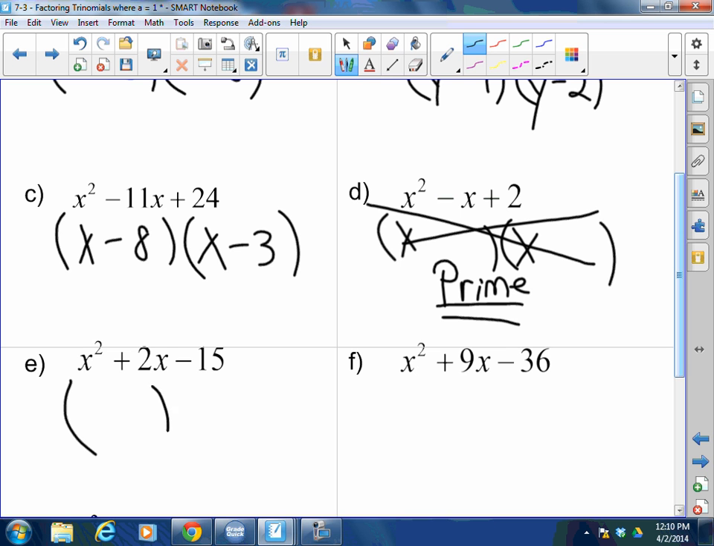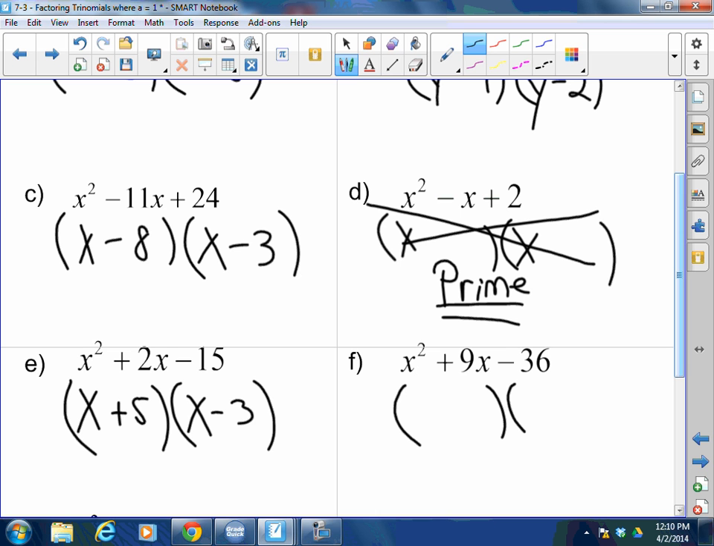Next, what times what is negative 15, but when added together is positive 2? Positive 5, negative 3, fantastic. 5 times negative 3 is negative 15. 5 minus 3 is positive 2.